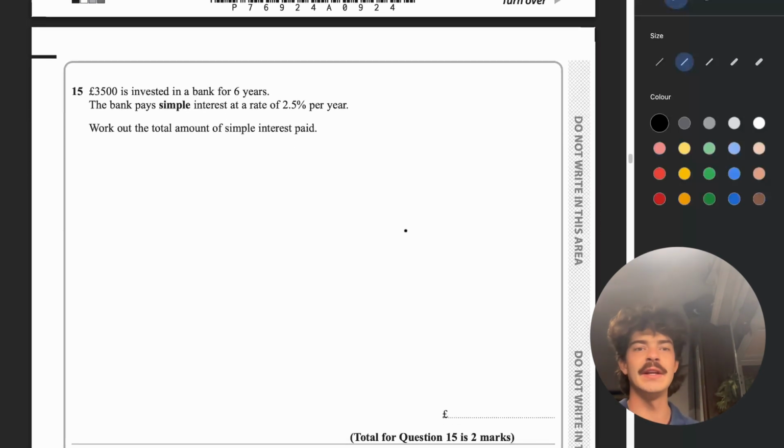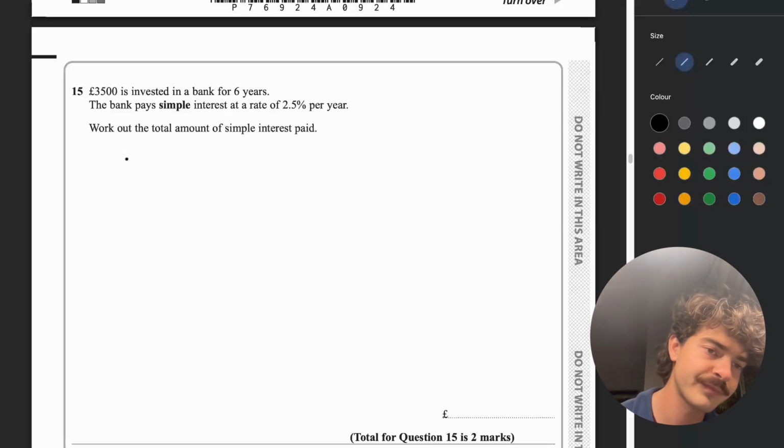On to question 15 now. £3,500 is invested in a bank for 6 years. The bank pays a simple interest at a rate of 2.5% per year. Work out the total amount of simple interest. So, simple interest, right? We look at the first year and we work out how much 2.5% was. We're just going to add that each year for 6 years. Okay, and we want to work out the amount of interest we got, not the new total value, if that makes sense.